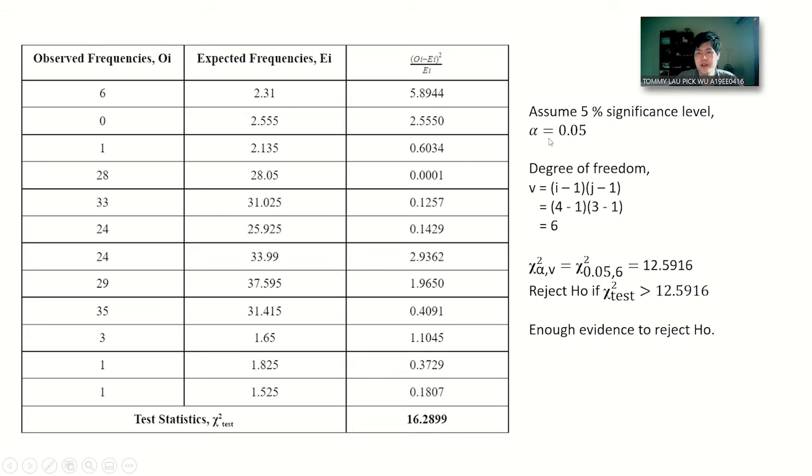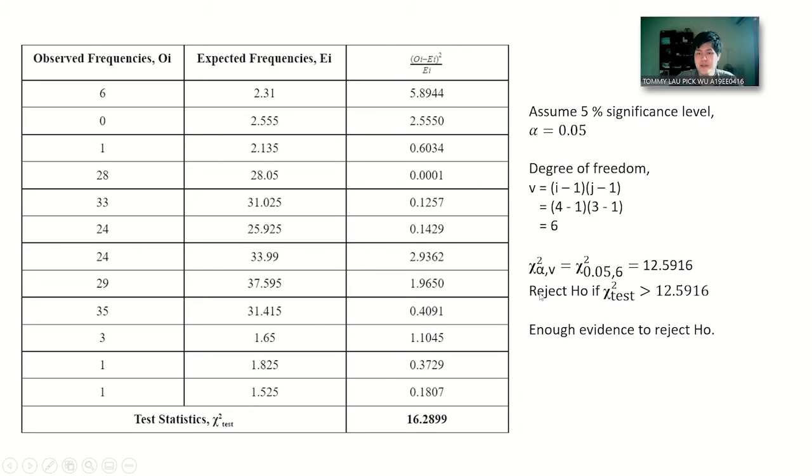And here we assume a 5% significance level, where alpha equals 0.05. We calculate the degrees of freedom, which is equal to the number of rows minus 1 multiplied by the number of columns minus 1, and we will get 6. And here we can find the critical value, which is 12.5916.